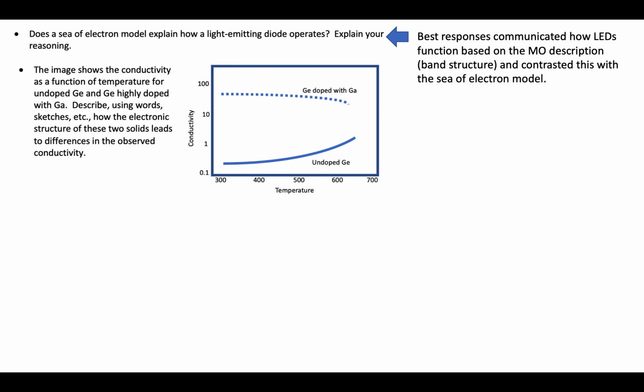Second one here, we have two questions involving the electronic structure of solids. First one was considering the free electron model and its ability to explain how a light-emitting diode operates. The best responses within this communicated how LEDs function based on the MO description, that's a band structure description, and then contrasted this with the free electron model and pointed out how the free electron model was really giving us no insight into the excited states that we would have possible, differences in electronic energy levels. So in order to explain a light-emitting diode, we needed that band description.